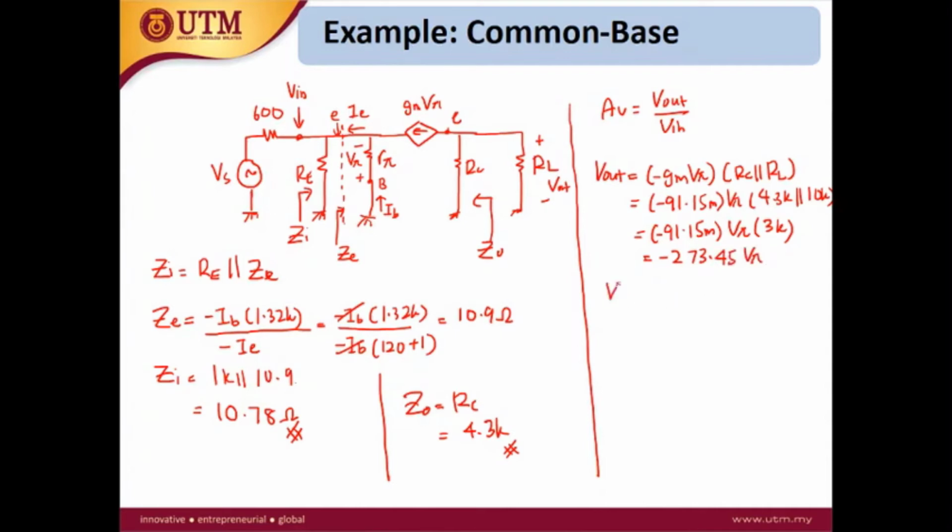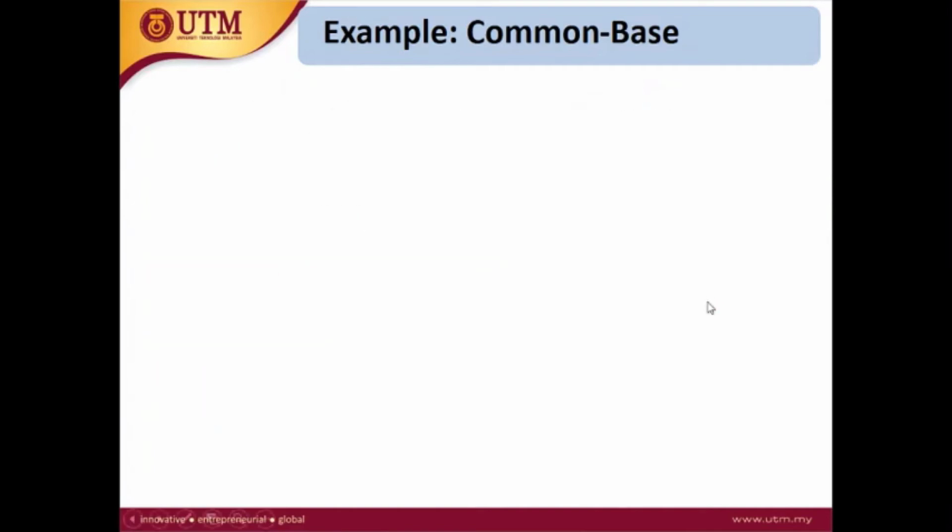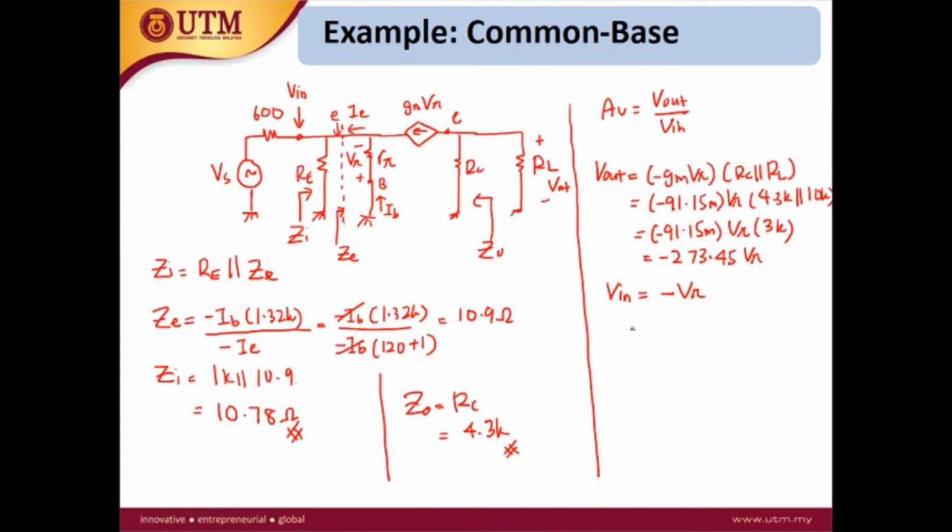Okay, how about the V in? The V in here is equal to the voltage at the emitter, and the voltage at the emitter is equal to negative V pi. Okay, and then from this calculation, the AV is negative 273.45 V pi over negative V pi. So you got 273.45. So this is AV.